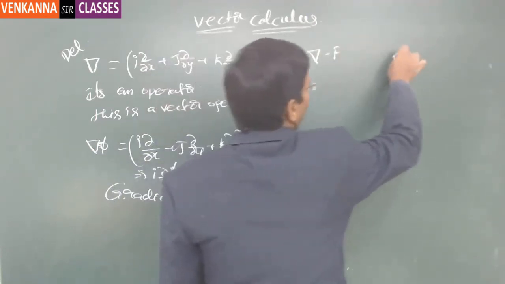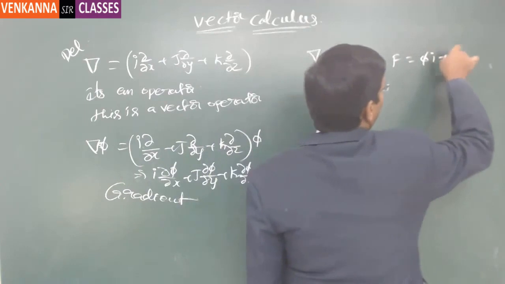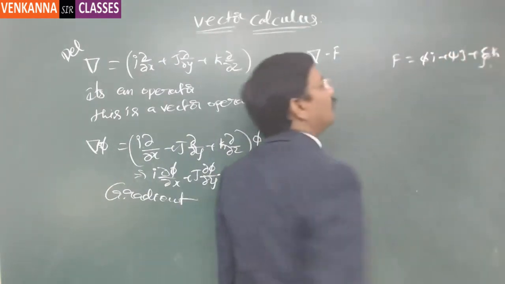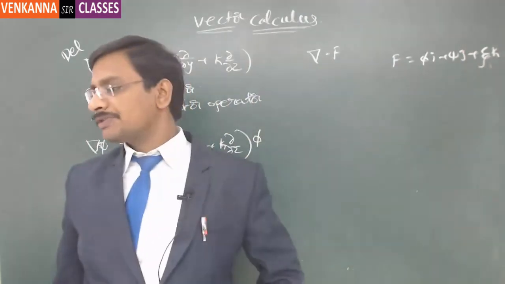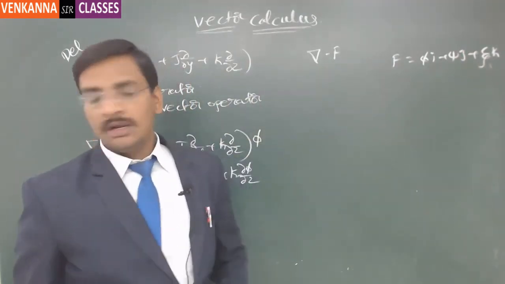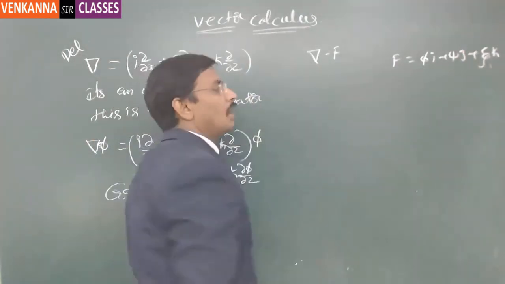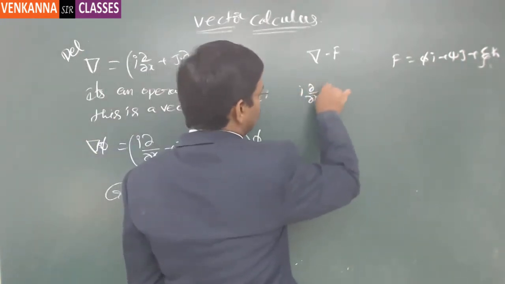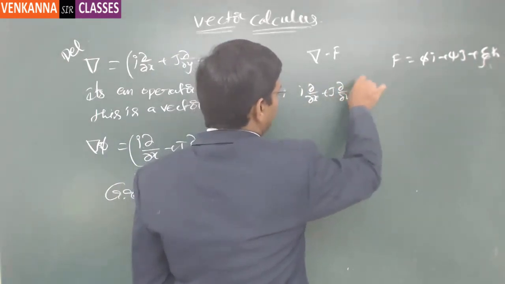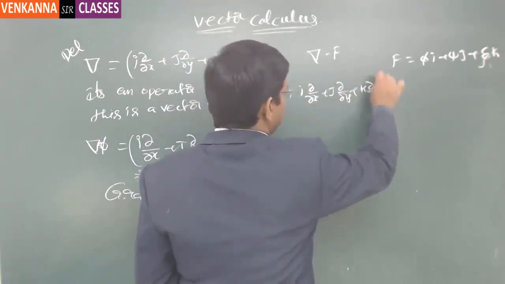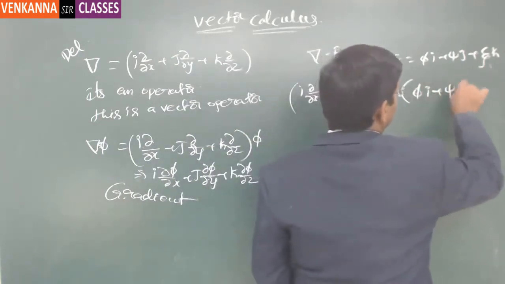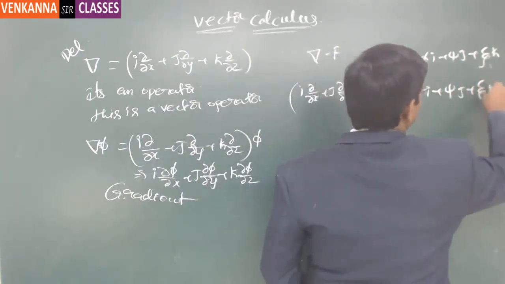Now for a vector operator, suppose I have del dot f, where f is phi i plus psi j plus xi k, where phi, psi, xi are functions of x, y, z. If it is operated as a dot product, then this is i dou by dou x plus j dou by dou y plus k dou by dou z, dot phi i plus psi j plus xi k.